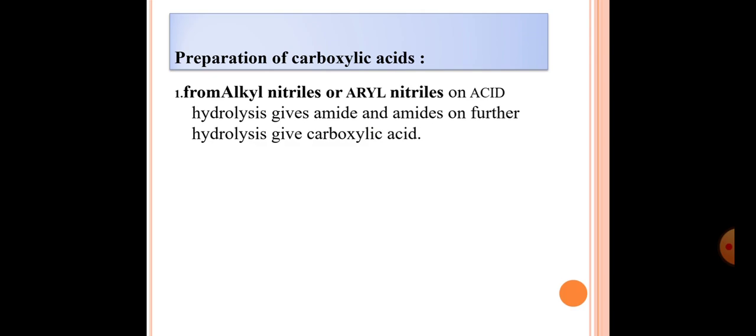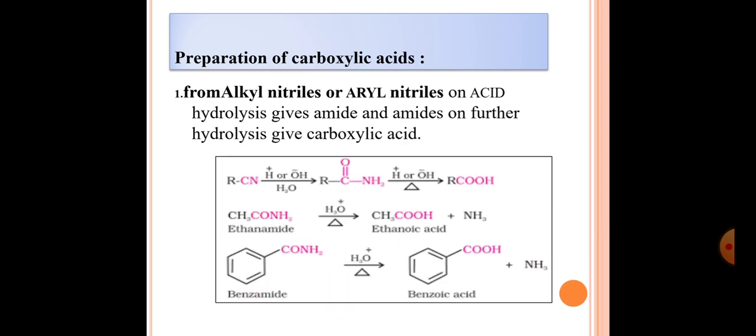In step 1, alkyl nitrile on acid hydrolysis gives amide. Amide is C double bond O NH2. Okay, nitrile, C triple bond N, on hydrolysis converts to C double bond O NH2, that is amide, and this C double bond O NH2 converts to carboxylic acid, that is C double bond O OH. See the reaction. Cyanide, as we studied here, from alkyl nitrile or aryl nitrile. The R group I have given here.